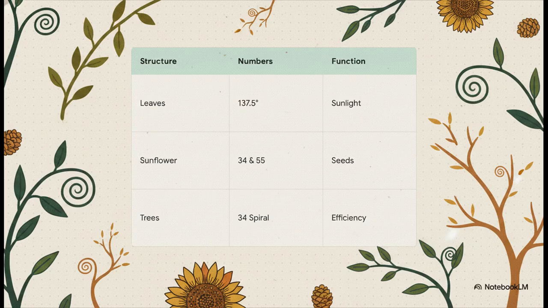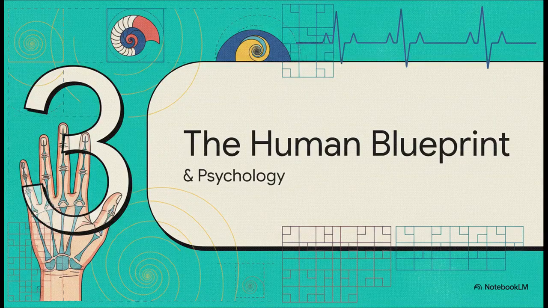Those are perfect consecutive Fibonacci numbers, working together to totally optimize the space. Even the way tree branches split follows these precise counts. So yeah, nature, turns out she's a pretty brilliant mathematician. Section 3. The human blueprint.